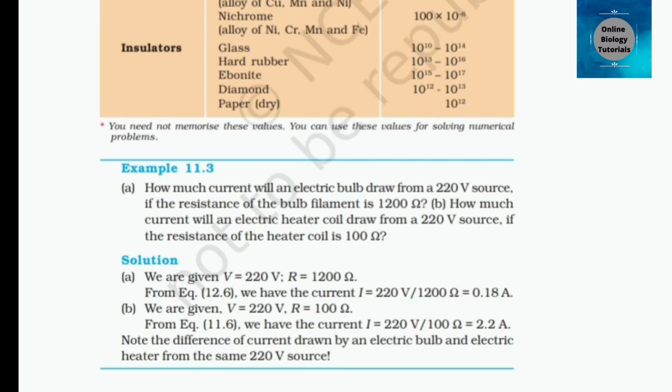Solution. A. We are given V equals 220 V, R equals 1200 ohm. From equation 11.6, we have the current I equals 220 V divided by 1200 ohm, equals 0.18 A. B. We are given V equals 220 V, R equals 100 ohm. From equation 11.6, we have the current I equals 220 V divided by 100 ohm, equals 2.2 A. Note the difference of current drawn by an electric bulb and an electric heater from the same 220 V source.